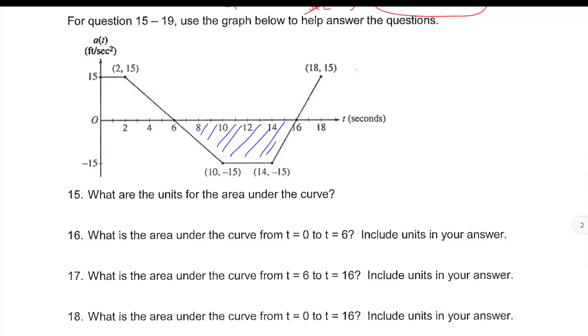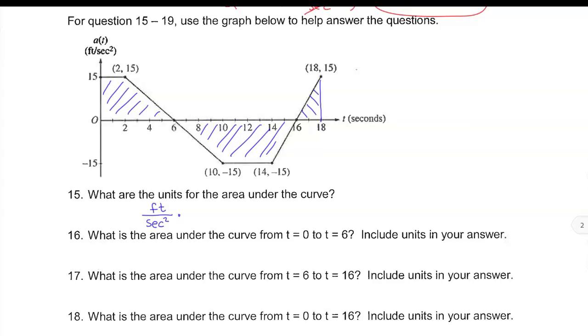Number 15, what are the units for area under the curve? Whether the curve we're talking about is over here, or the one below, or we're going to have another part right over here in the shape of a triangle. Let us see our units. The output units are feet per second squared. So that's an acceleration. That's not a velocity this time.